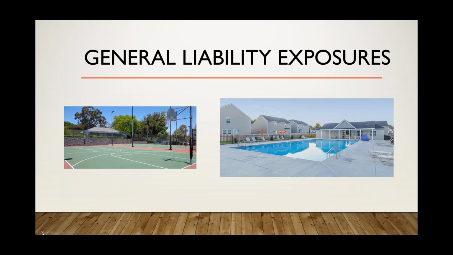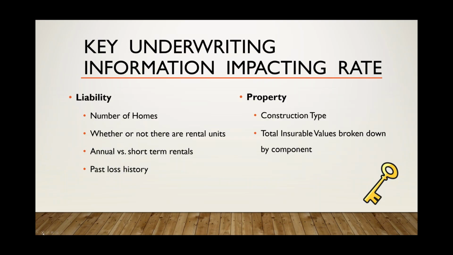And you can see here, we have some tennis courts and pools. They're pretty representative of what most associations have. Now, when looking at what you need to underwrite the overall exposures of either a planned unit development or homeowners association, you need to know the number of homes. You need to determine whether or not there are rental units. Now, if they have the rental exposure, this increases the potential for injury.